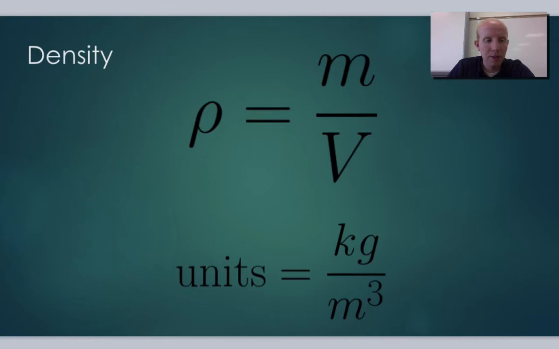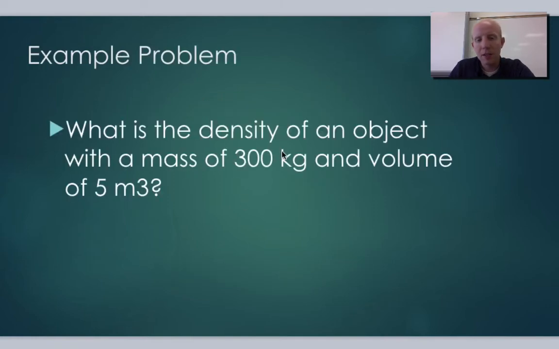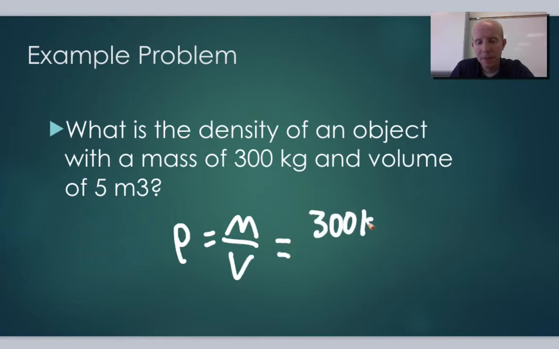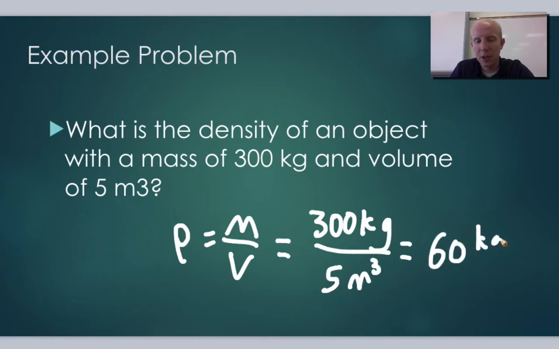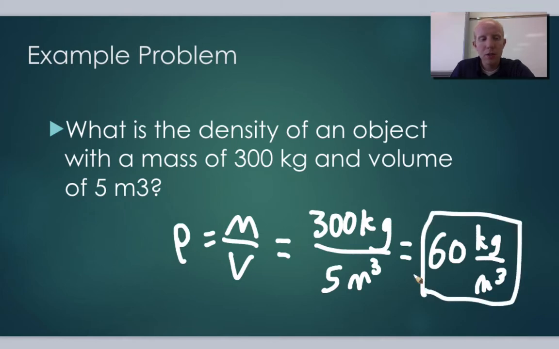Let's just try really quick to make sure we got it. What is the density of an object with a mass of 300 kilograms and a volume of 5 meters cubed? Well, you just say rho equals mass over volume, which in this case is 300 kilograms over 5 cubic meters, which will give you 60 kilograms per meter cubed. Okay, so it's relatively straightforward to work with densities.